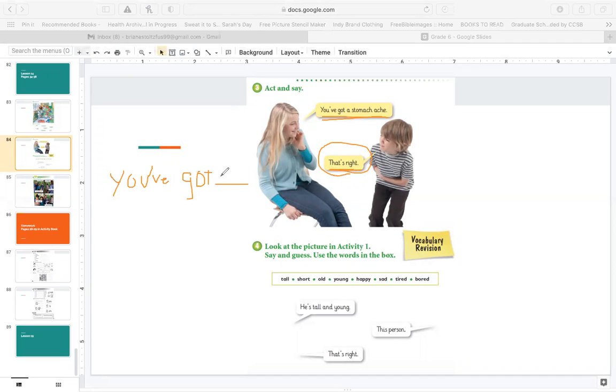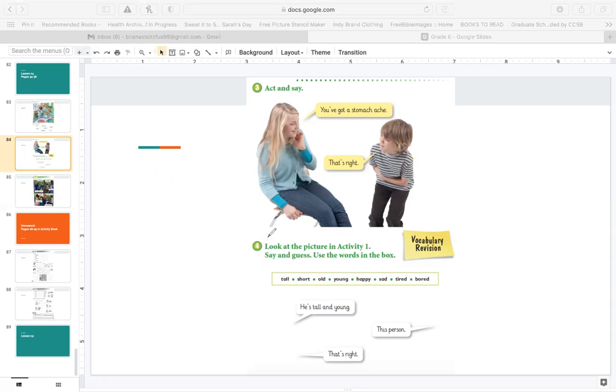You've got a stomach ache. Or you've got a cough. Or you've got a cold. Or you've got a toothache. Or you've got a temperature. Or you've got a cut. What's wrong with him? He's got a stomach ache.